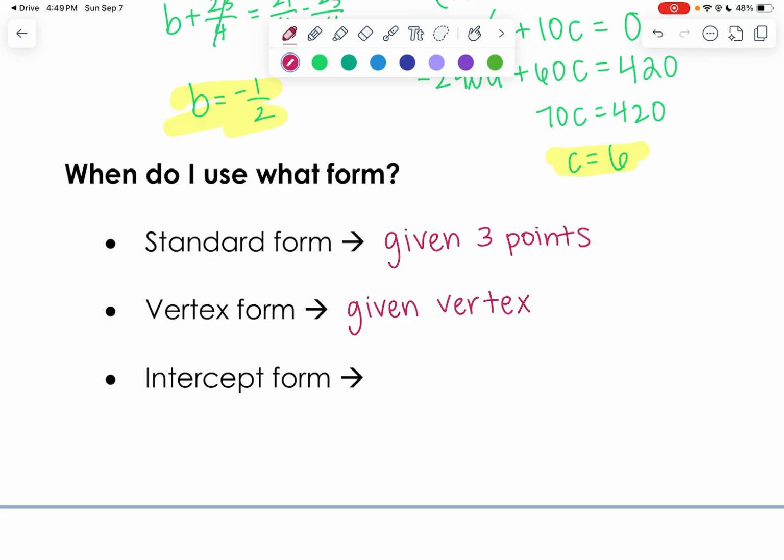If they give you the vertex, you can plug that in for h and k, and then the only thing that's left is just to figure out what a is. And it's very similar with intercept form if you're given the x-intercepts.